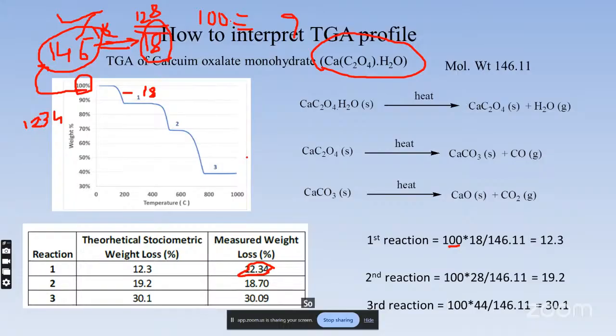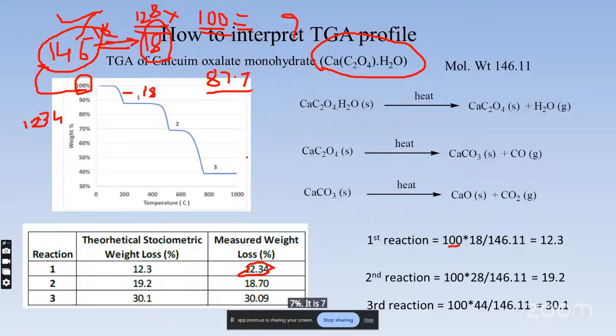Then what will be there for 100? You can do 100 into 128 divided by 146. If you do 100 into 128 divided by 146, you will get 87.7%.